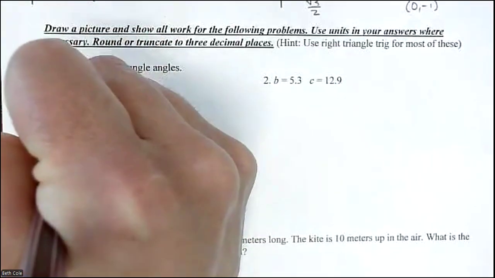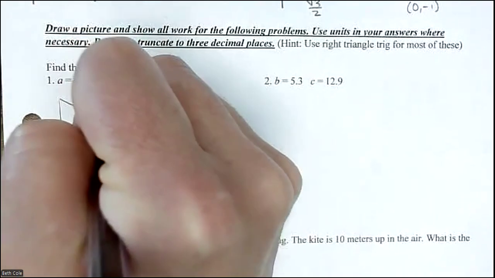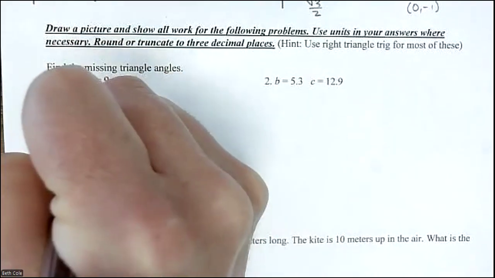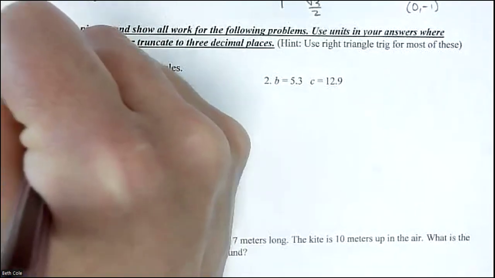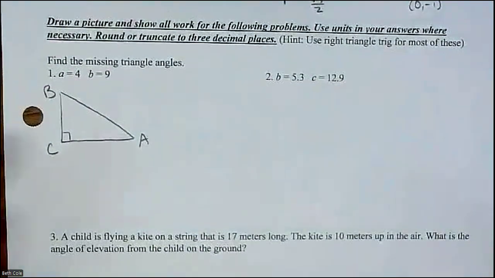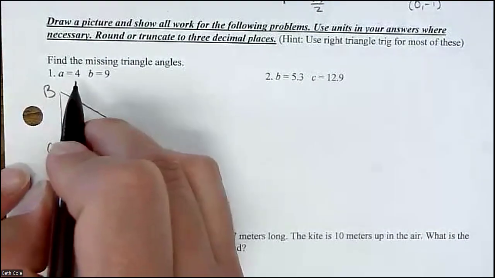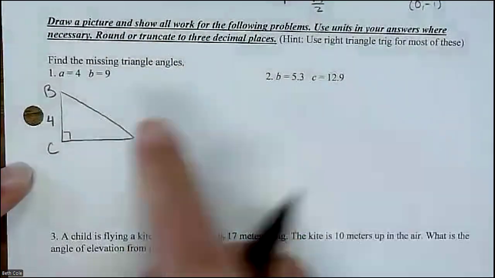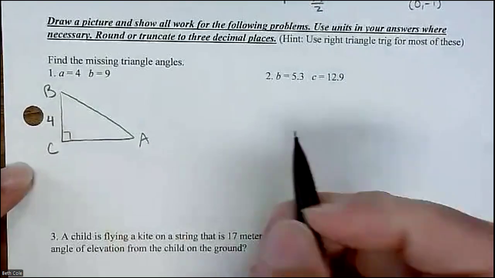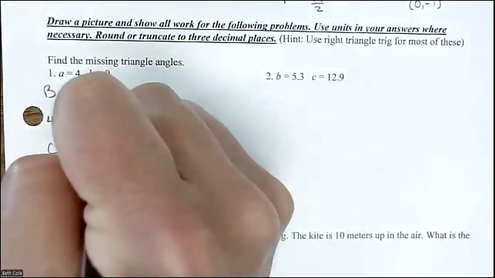Let's go ahead and draw ourselves a right triangle. It doesn't matter where A and B go, but C has to be the right angle. So I labeled mine like that. Again, the A and B, if you swap them, that's fine. So baby A is 4. That goes here. Do you remember this, how they go across from each other? Cool. And baby B is 9.